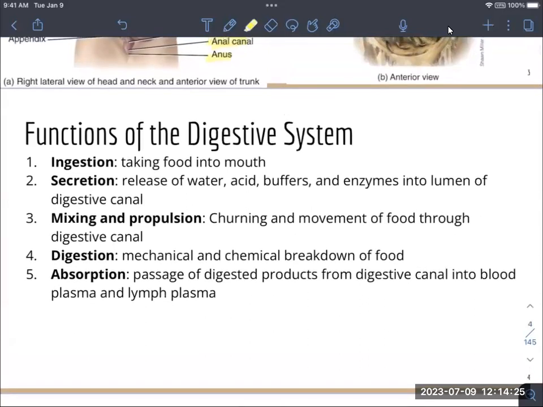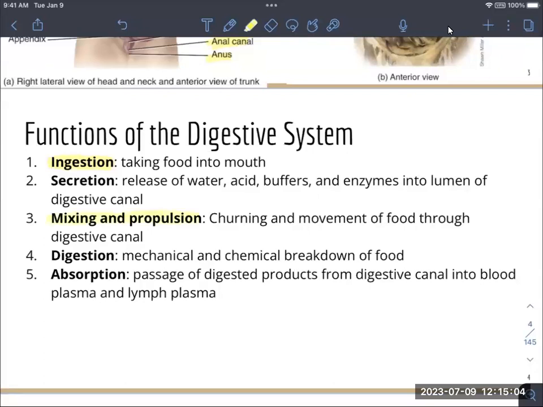So the functions, there are 5 main functions of our digestive system. We're going to ingest. We take in food. Secretion. Well, we need ways to add moisture to food. We need enzymes to break down food. Our stomach is very acidic, so acid. And then when we enter into that small intestine, we need some buffers to buffer that acid from the stomach.